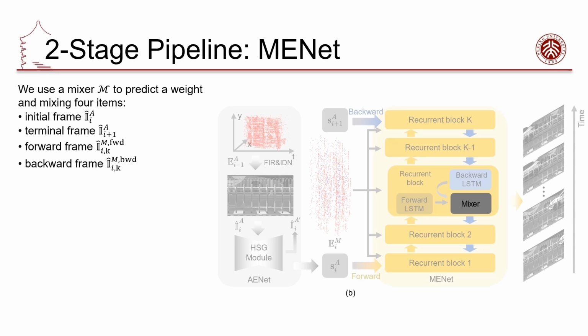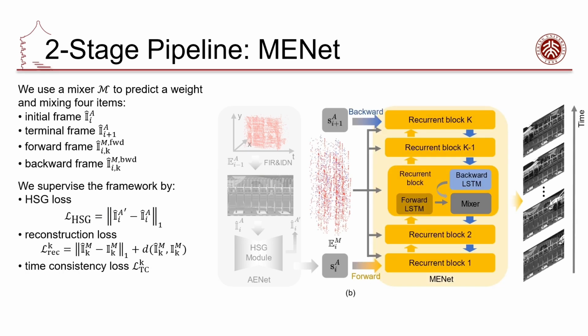The framework is supervised with three losses: HSG loss to maintain hidden state quality, restriction loss to ensure accurate frame reconstruction, and time consistency loss to enforce temporal smoothness. Together, these losses optimize both intermediate and final video quality.